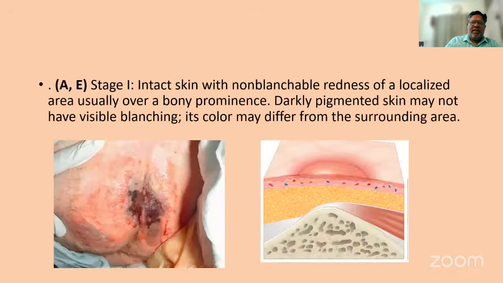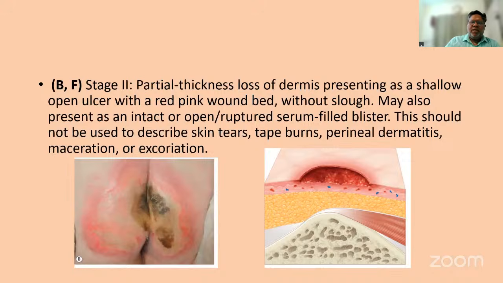Stage 1 is where the skin is intact with a non-blanchable redness in a localized area over a bony prominence. You can see a pictorial representation in the adjacent image. So non-blanchable redness is grade 1. Stage 2, there is a partial thickness loss of the dermis presenting as a shallow open ulcer with a red pink wound bed without slough.